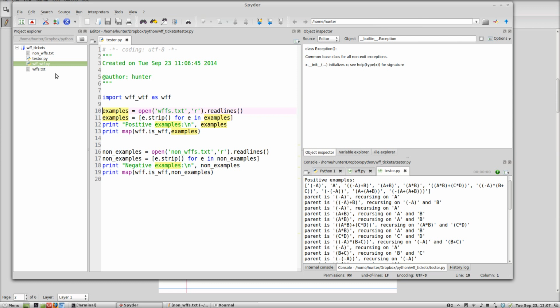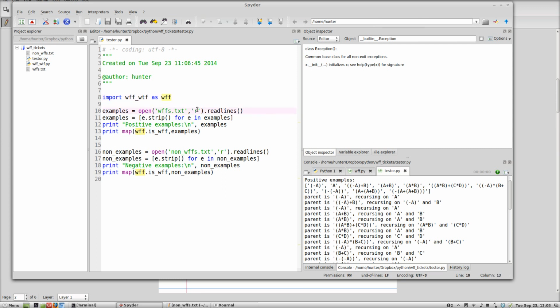This is really easy to do. I just did it so that I didn't reveal the answer while I was explaining how everything works. So my file is wff_wtf.py, and to import it as a module, it just has to be in the same folder as the thing that's doing the importing. And I'm importing it as WFF.